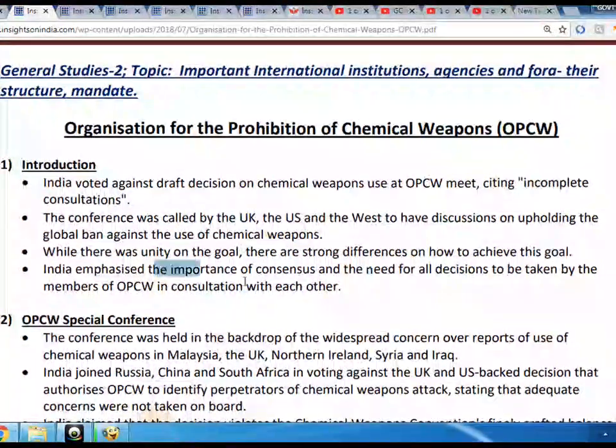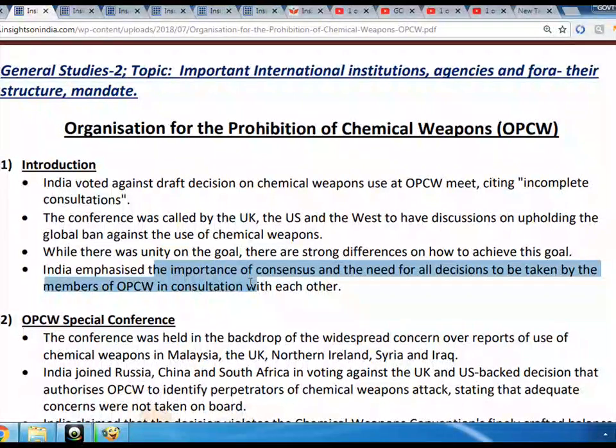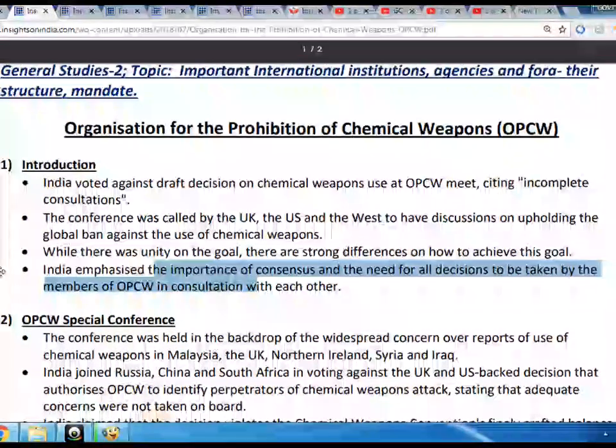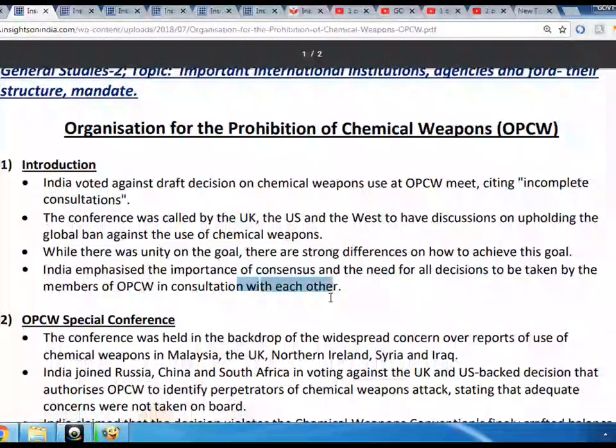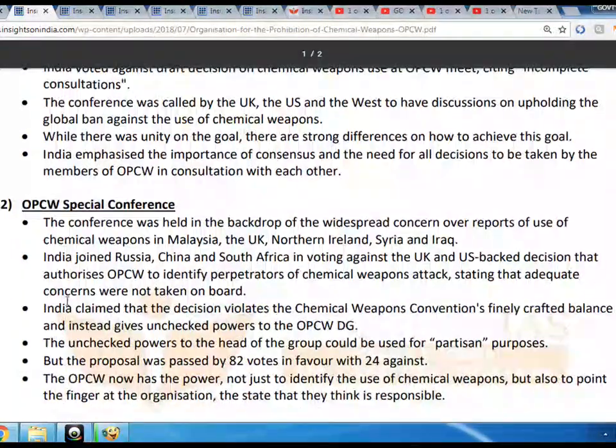India emphasized the importance of consensus and the need for all decisions to be taken by the members of OPCW in consultation with each other. 2. OPCW Special Conference. The conference was held in the backdrop of widespread concern over reports of use of chemical weapons in Malaysia, the UK, Northern Ireland, Syria and Iraq.